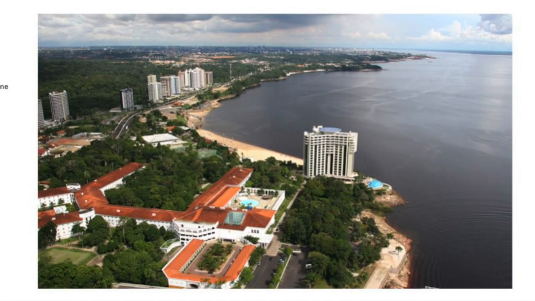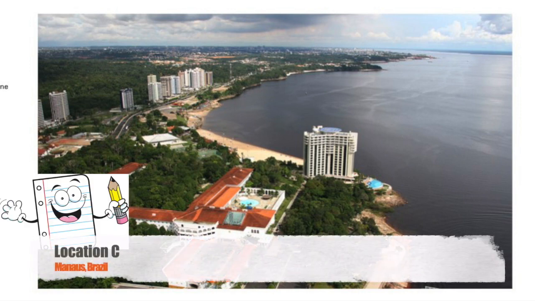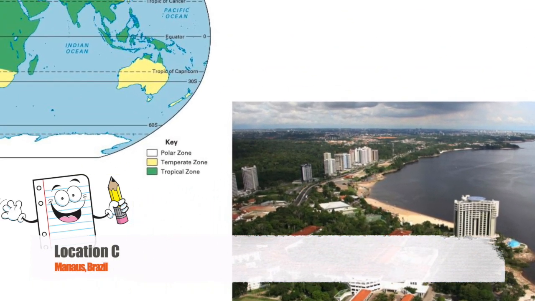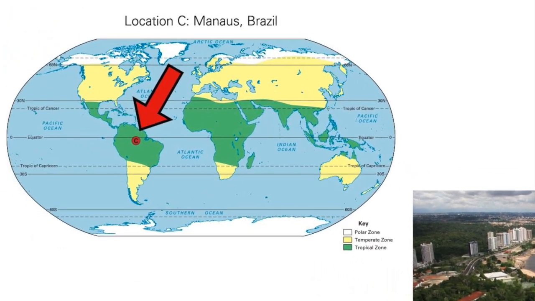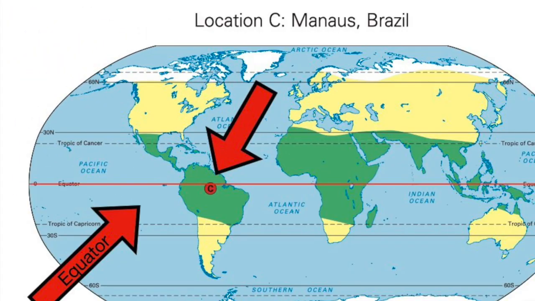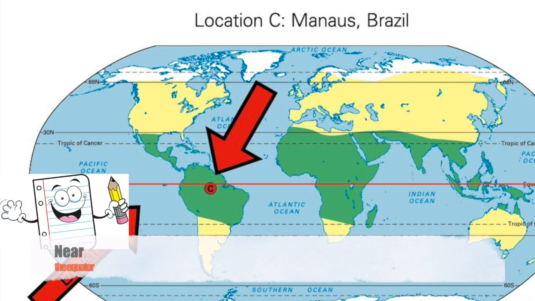We have arrived in Manaus, Brazil. Manaus is one of the largest cities in northern Brazil. A tropical rainforest surrounds Manaus. It is located where two rivers meet. Look at where Manaus is compared to the equator. I would say that is near the equator.